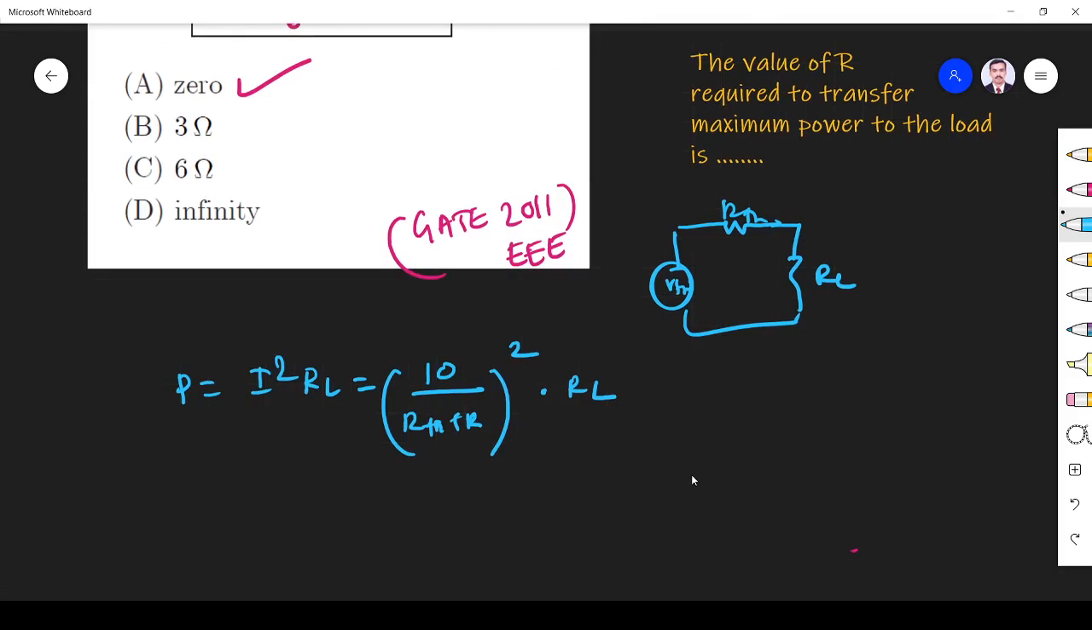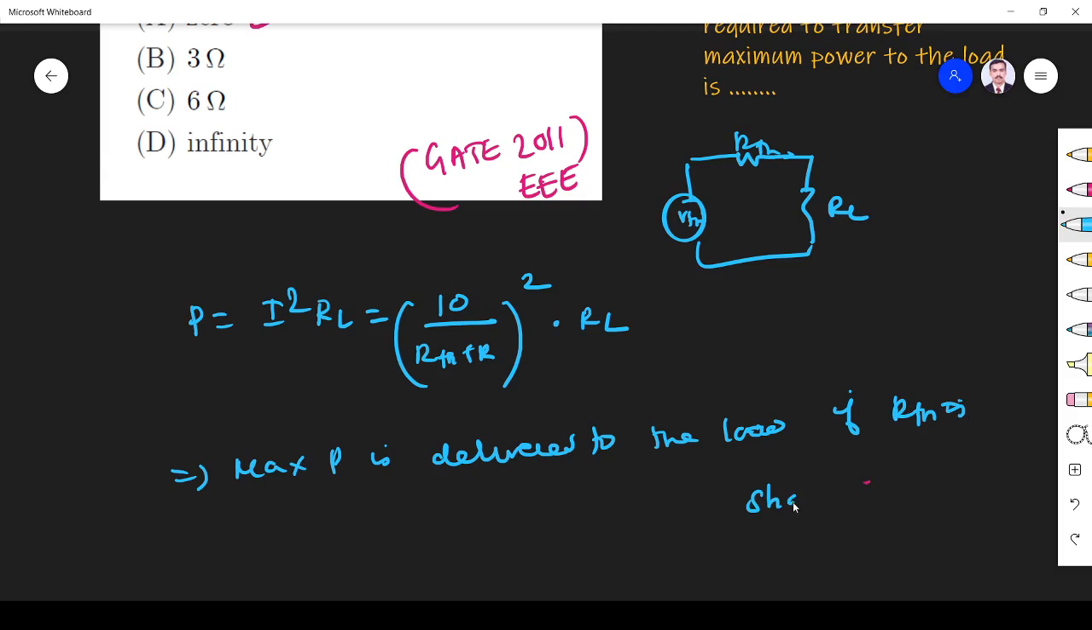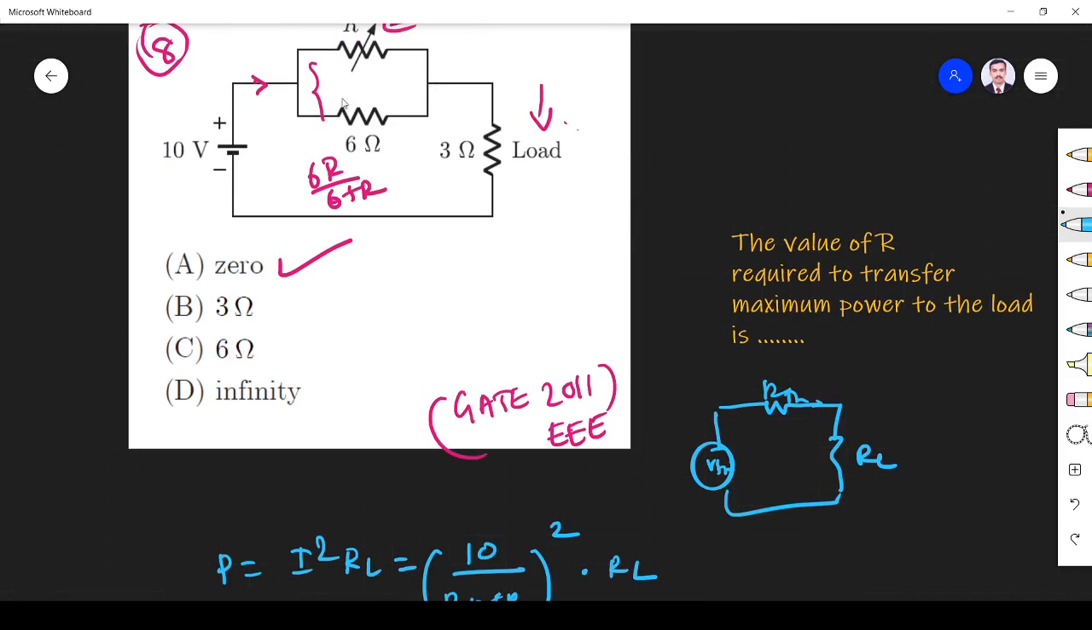So from this you will understand that maximum power is delivered to the load if R Thevenin is minimum, because with the denominator minimum, the power will be maximum. So R Thevenin should be minimum. What is our R Thevenin? It is this R, which is our R Thevenin.